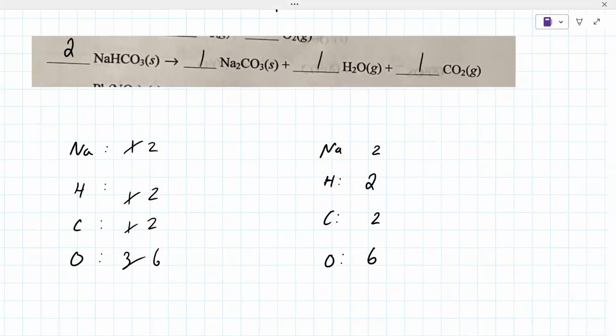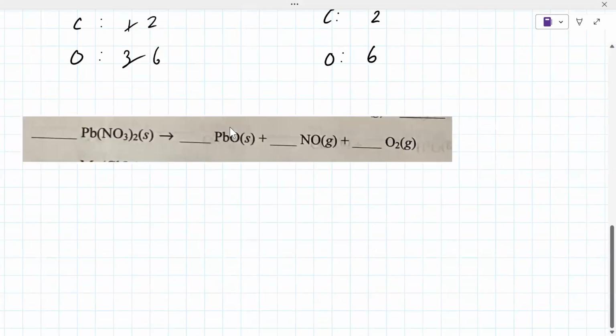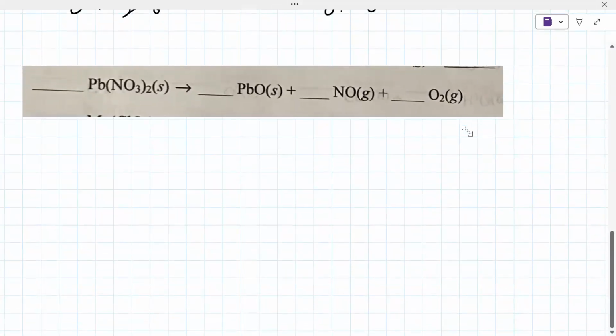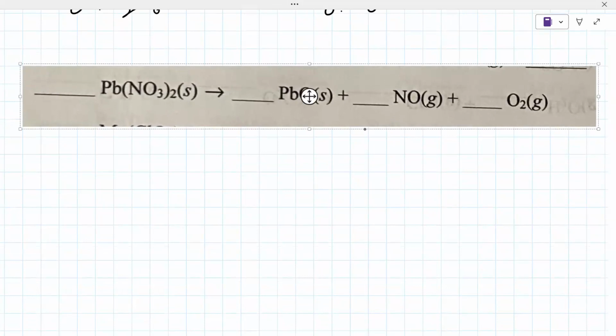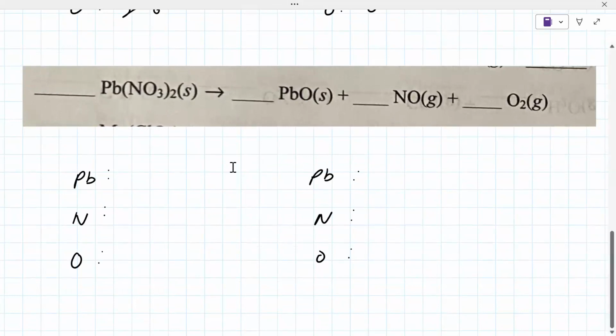All right, so let's do one more decomposition before we switch to single replacement. Just like we got before, we got Pb, we got N, we got O, Pb, N, and O. Why don't you tell me how many you have on the left of each of these? So we have one lead, one nitrogen, and three oxygen.